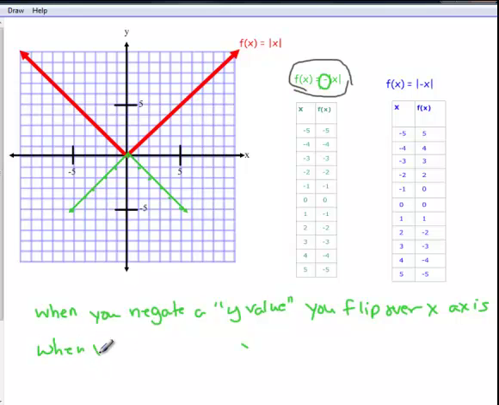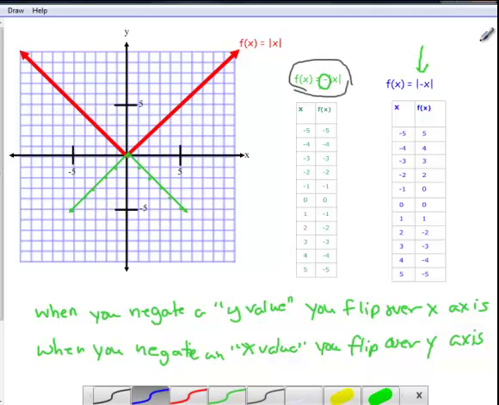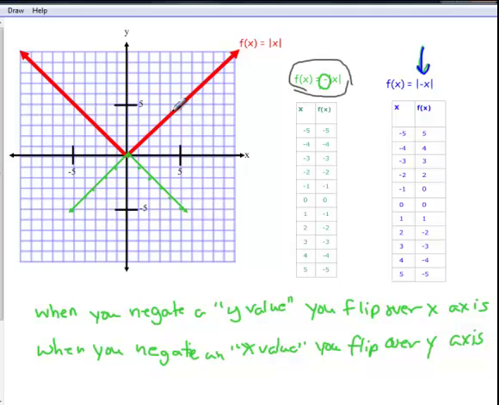So hopefully you know when you negate an x value, you flip over the y-axis. And that's what's going on right here in this blue graph. You see how I negated the x value? And when I negate the x value, everybody flips over the y-axis. So that means this red line right here flips over and becomes this one. And this red line right here flips over and becomes this one. So this blue and green baby graphs look just like mama, except in different places.